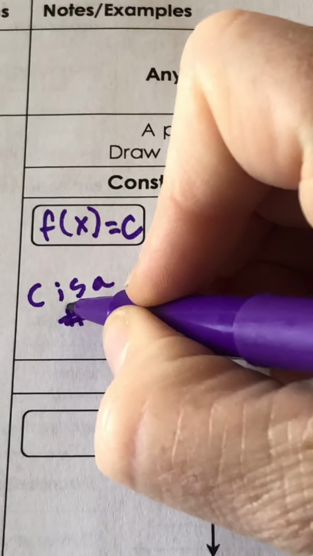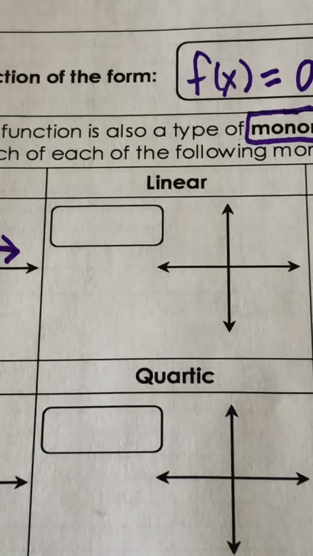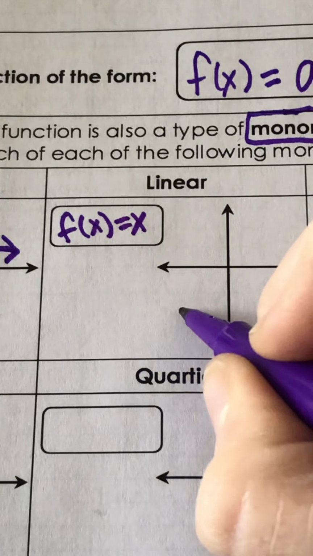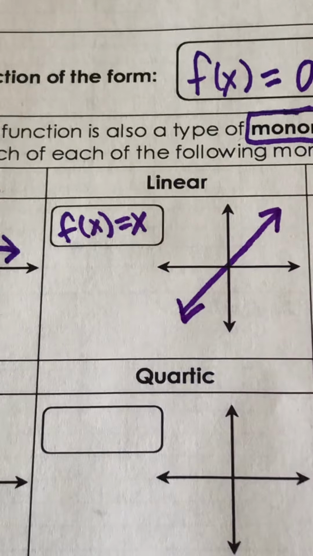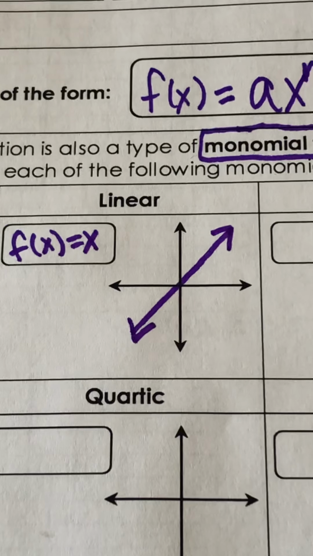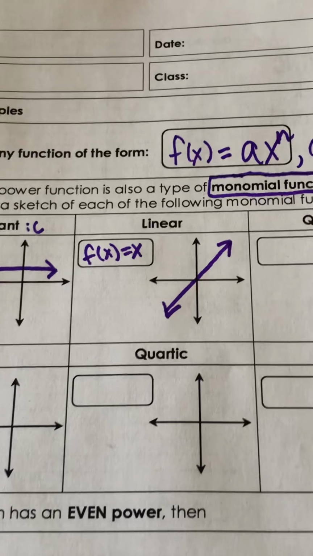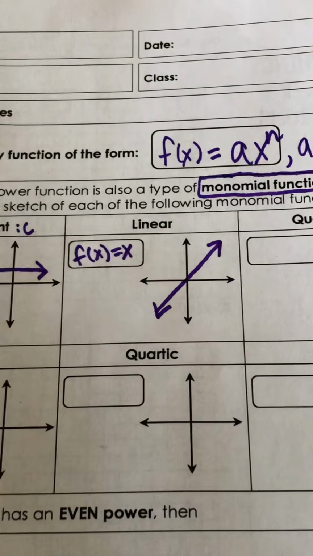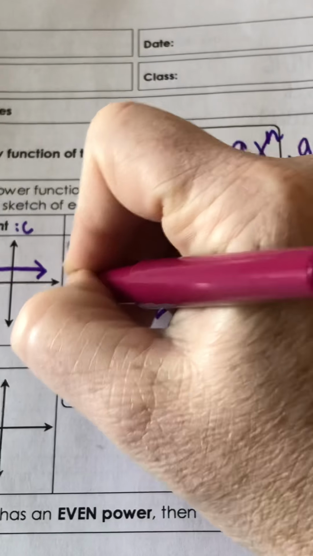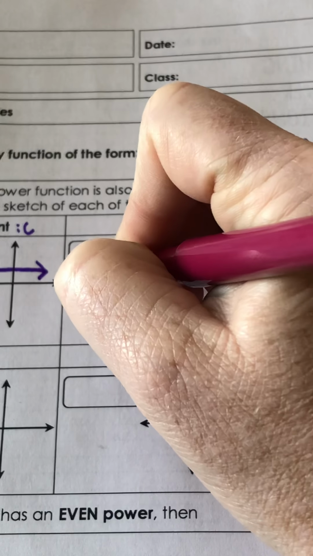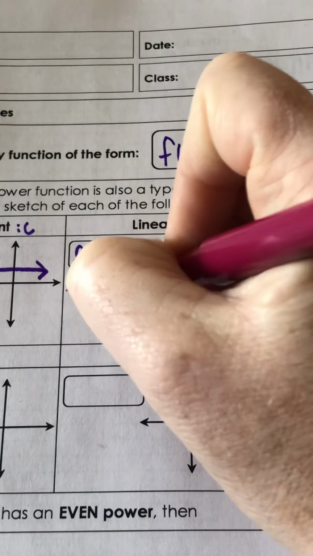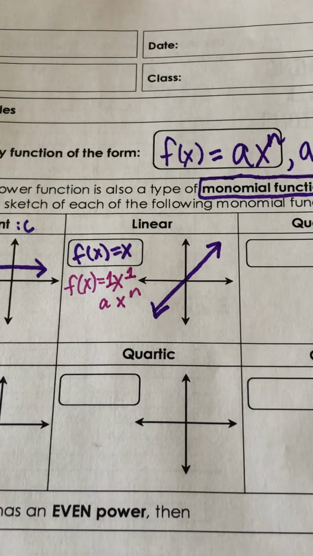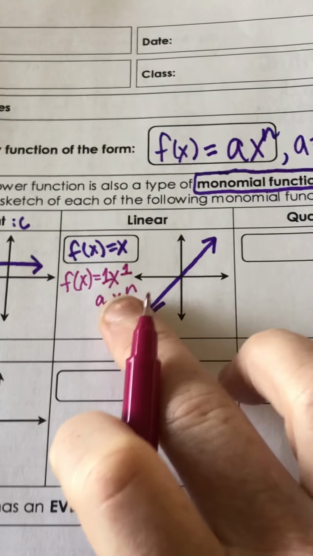All right, linear, drawing that parent function in function form would be f of x equals x. And that is your line through the origin, okay? And this is still a monomial function, okay? It's still a power function. In this case, if your f of x was x, and we want a x to the n, a would just be 1, and x to the n would just be 1. Okay, so this still counts as a power function.